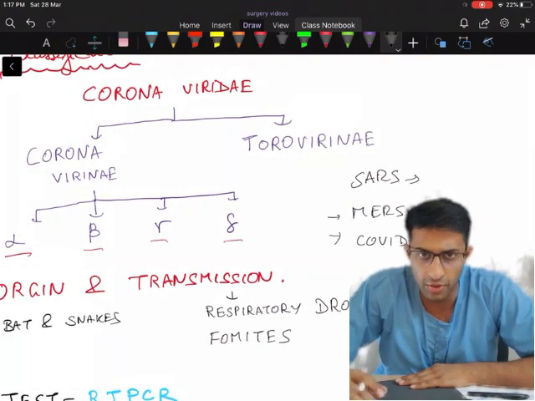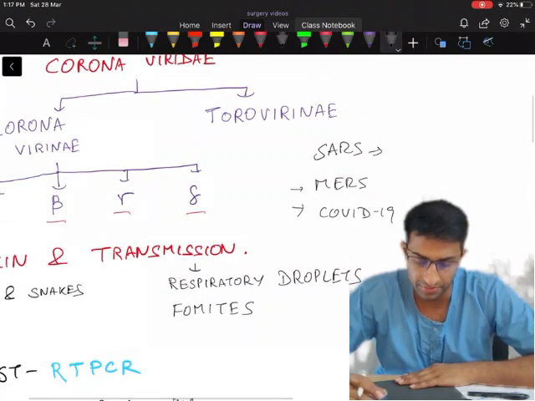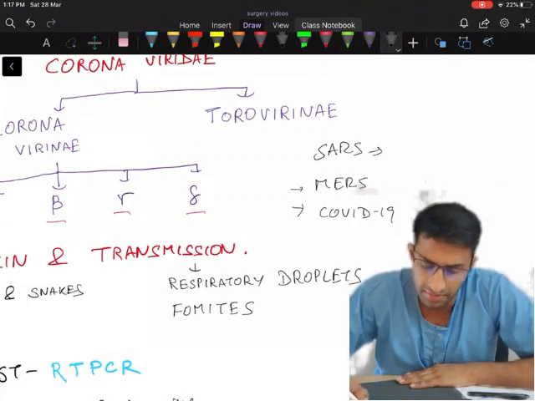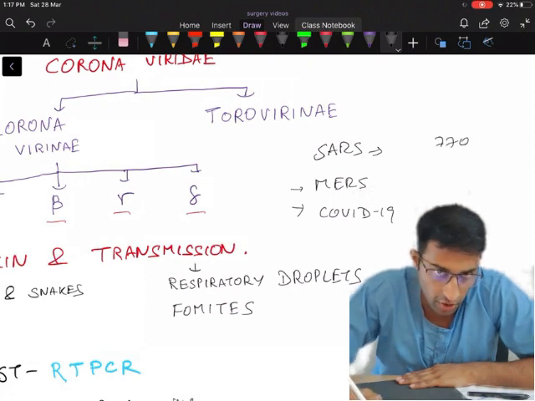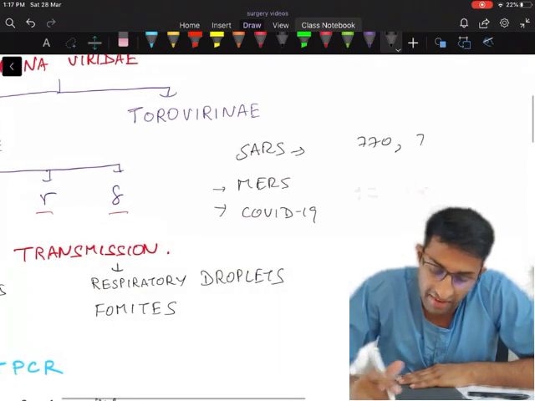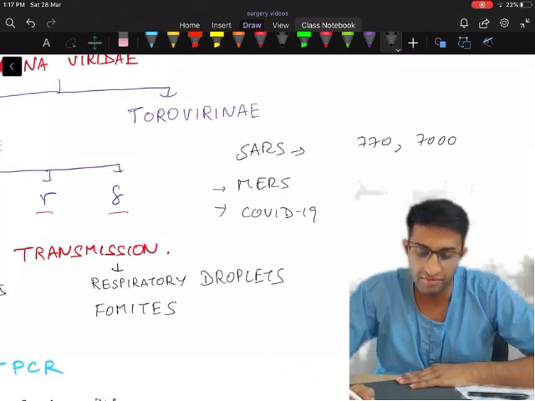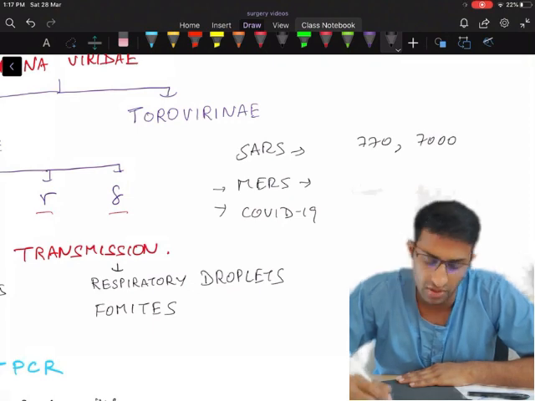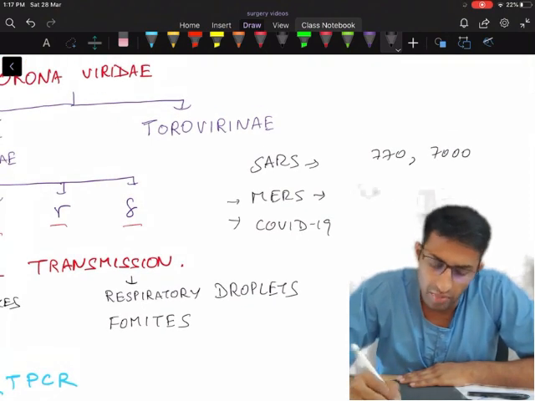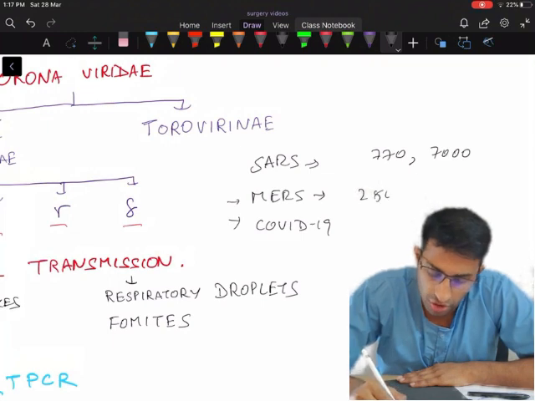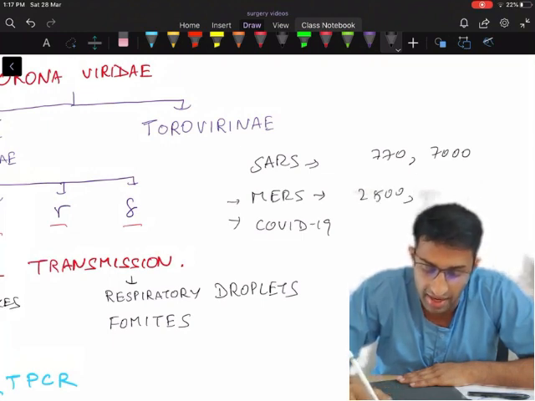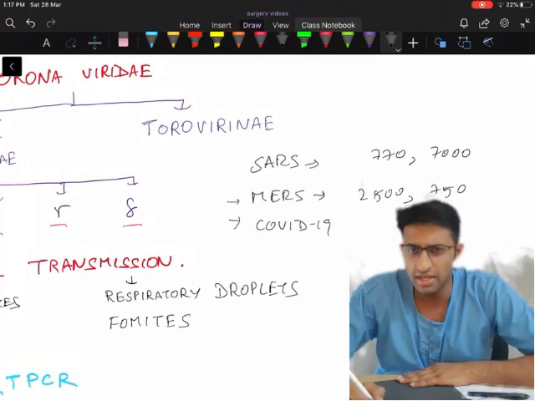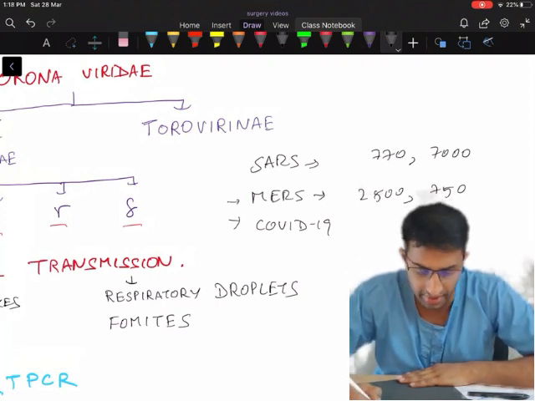SARS stands for Severe Acute Respiratory Syndrome. SARS also originated from China. Almost 7,000 people were infected, and we recorded 770 deaths. MERS stands for Middle East Respiratory Syndrome. It was evident in Middle East countries like Saudi Arabia, and almost 2,500 people were infected, with almost 750 deaths recorded. You can see it has a very high mortality compared to COVID-19.